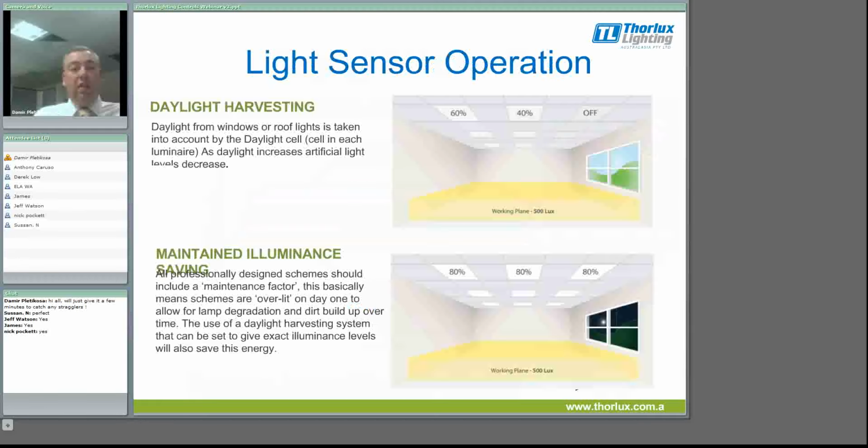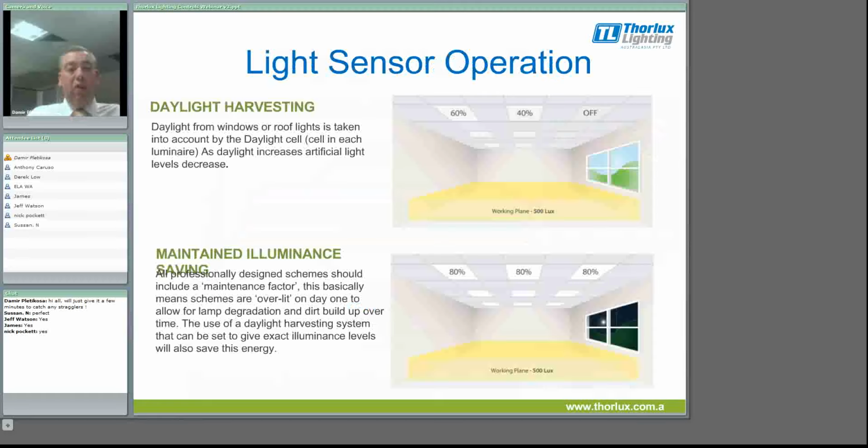The way this works is daylight harvesting. We can use the light from windows or roof lights. As I mentioned, the way Thorlux look at doing this is we actually incorporate a daylight cell and a PIR controller into every luminaire. We think this is the best way of controlling lighting.